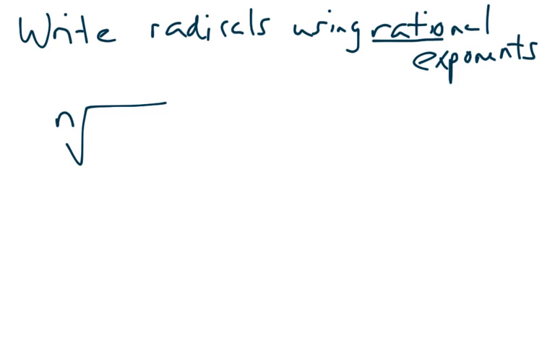So if we want the nth root of a, it doesn't matter what the index is. It could be square root, cube root, fifth root, 100th root, whatever. How we turn this into a rational exponent: the number underneath becomes your base, and then we need to write a fraction. This number right here, the index, becomes the denominator of your fractional exponent, and then a 1 goes on top. So a to the 1 over n is equal to the nth root of a.